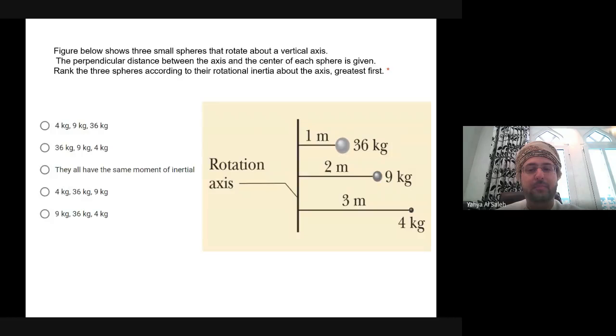Okay. Let's first look at this. The figure below shows three small spheres that rotate about a vertical axis. So the axis is like this, and they rotate. The perpendicular distance between the axis and the center of each sphere is given. Rank the three spheres according to the rotational inertia about the axis. Greatest first.